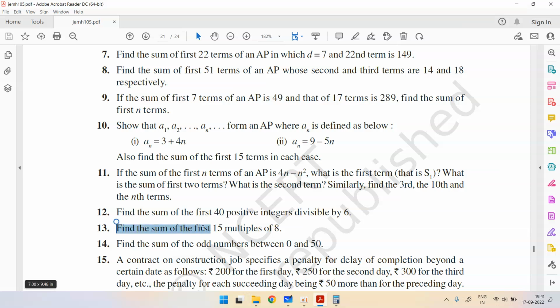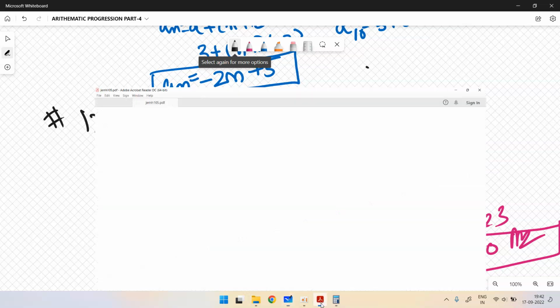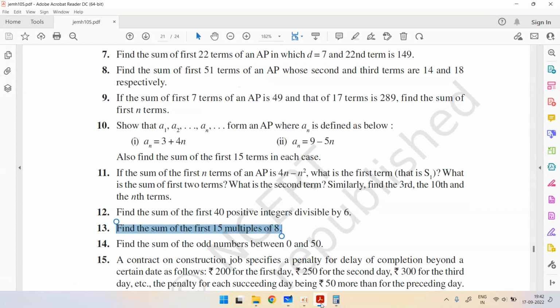The next question is to find the sum of the first 15 multiples of 8. This is also the same thing. The multiples of 8 are 8, 16, 24, up till the 15th, and we find the sum. This will be easy.